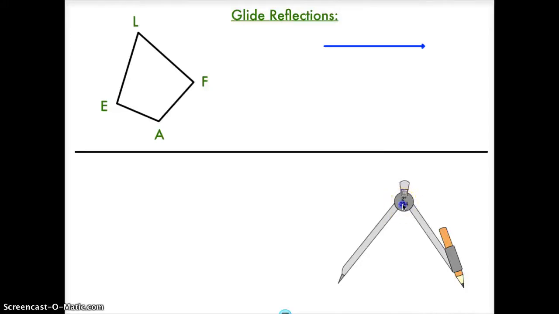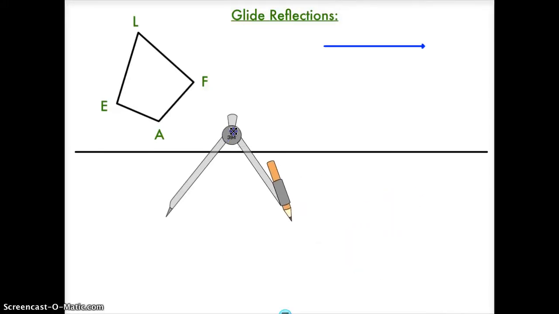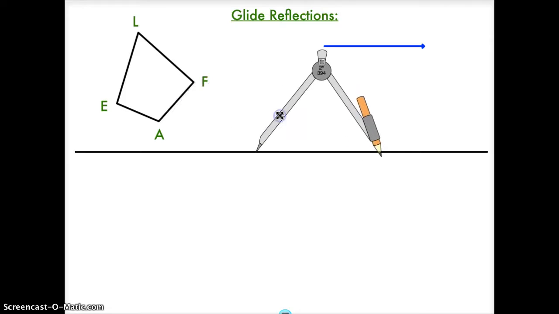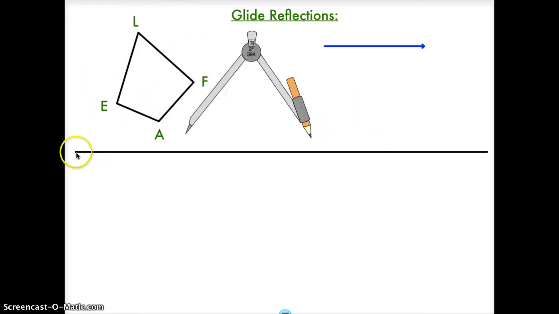Hi, this video is going to try and explain how to demonstrate a glide reflection. The first step in a glide reflection is to take my quadrilateral, my pre-image, LEAF, and reflect that across my mirror line, which is right here. I'm going to do that.